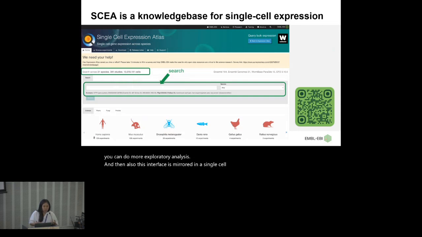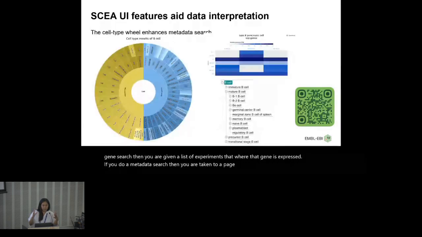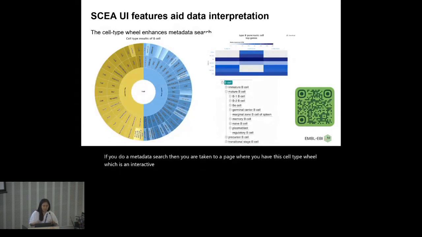Basically, you can also do a gene search, but aside from gene search, you can also do metadata search. If you do a gene search, then you're given a list of experiments where that gene is expressed. If you do a metadata search, then you're taken to a page where you have this cell type wheel, which is an interactive graphical representation of hierarchical metadata. And then you can refine your search using that cell type wheel.